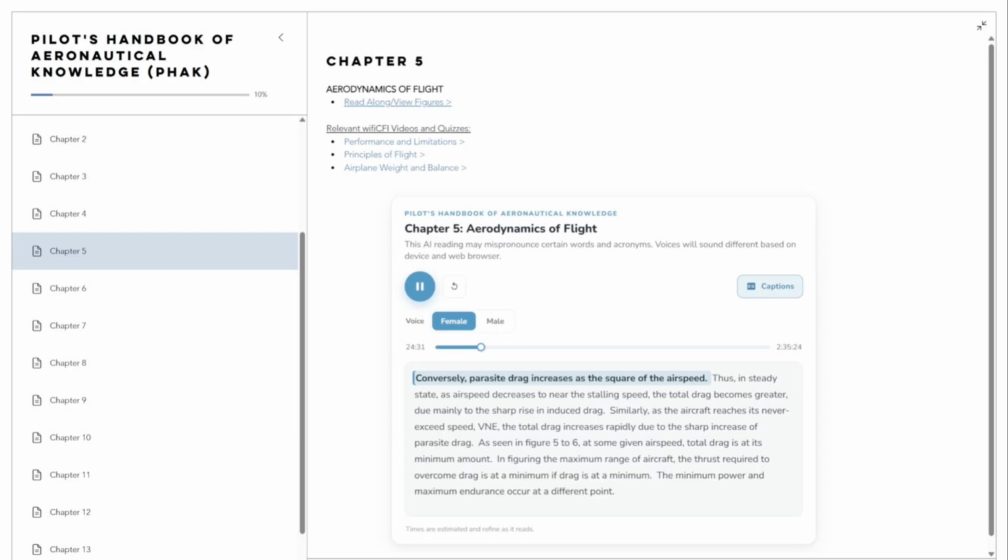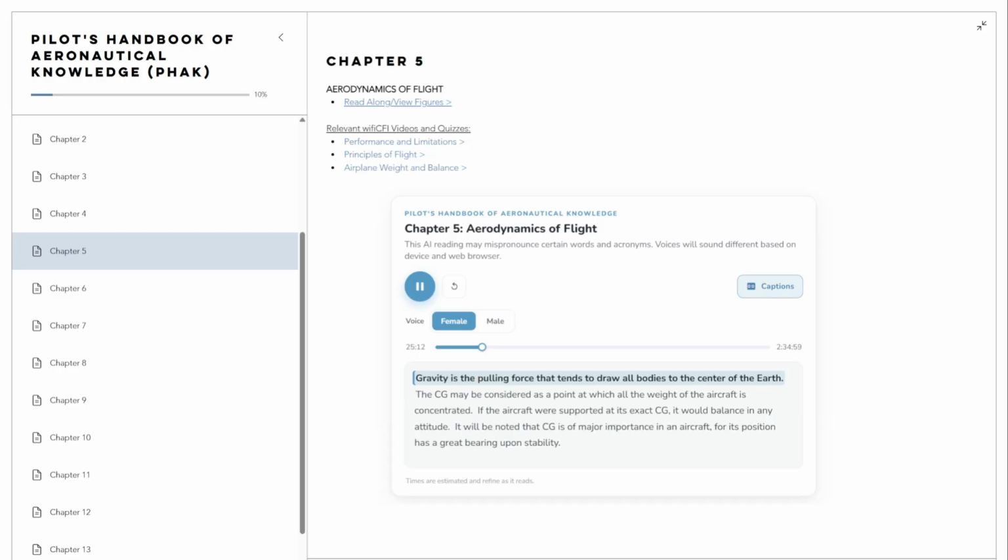Conversely, parasite drag increases as the square of the airspeed. Thus, in steady state, as airspeed decreases to near the stalling speed, the total drag becomes greater, due mainly to the sharp rise in induced drag. Similarly, as the aircraft reaches its never-exceed speed, VNE, the total drag increases rapidly due to the sharp increase of parasite drag. As seen in figure 5-6, at some given airspeed, total drag is at its minimum amount. In figuring the maximum range of aircraft, the thrust required to overcome drag is at a minimum if drag is at a minimum. The minimum power and maximum endurance occur at a different point.